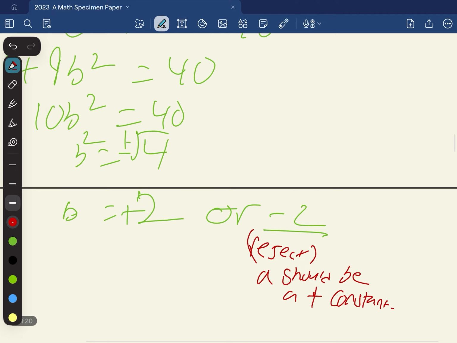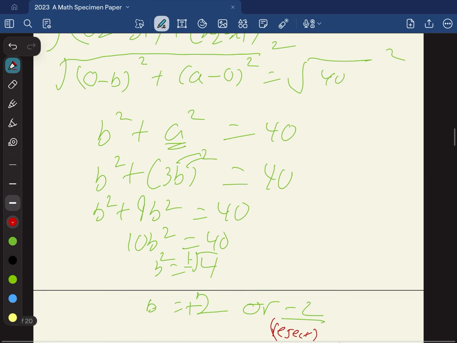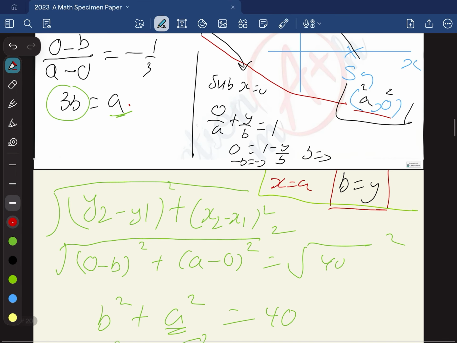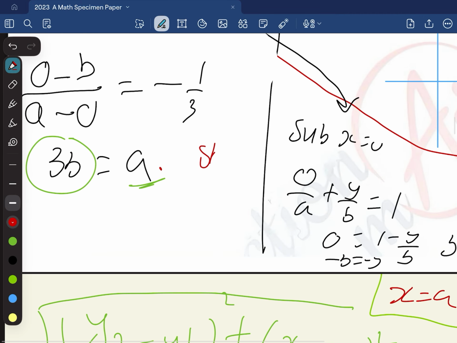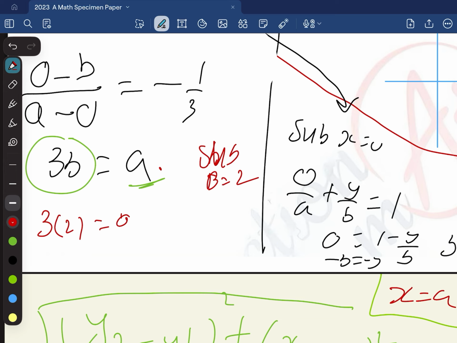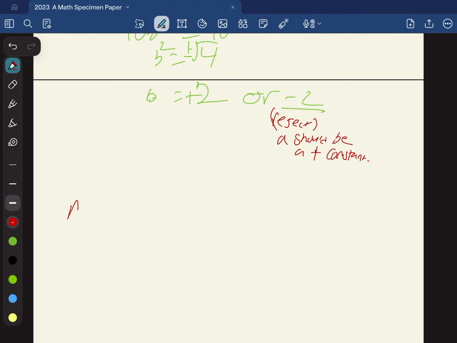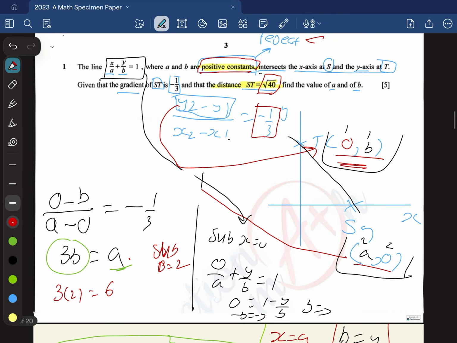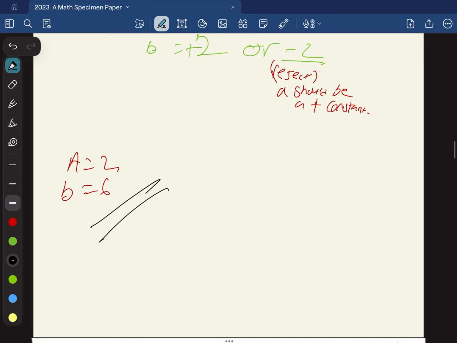Now we sub b equals 2 where? Where can you sub? Here. Okay, so sub b equals positive 2. So sub b equals 2. This is 3 times 2 equals 6. Okay, guys, so I think we've derived the answer. So a is 6, b is 2. They say find the value of a and b, and that's it. That'll give you a solid 5 marks.